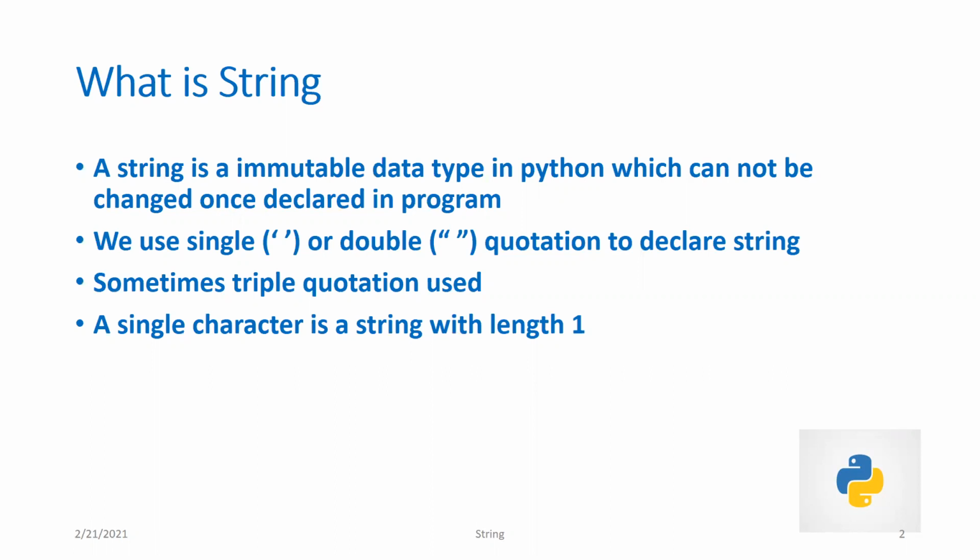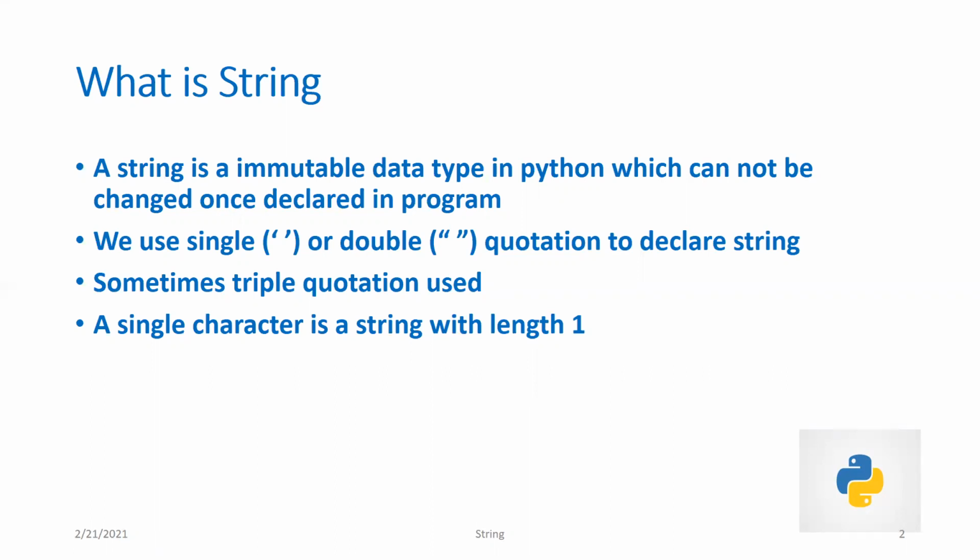How can we declare a string? Generally we use single quotation or double quotation to declare a string. Most of the time we use a single quotation to declare the string, but sometimes we use a triple quotation in some specific places.